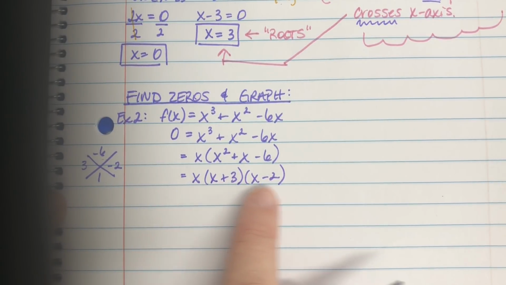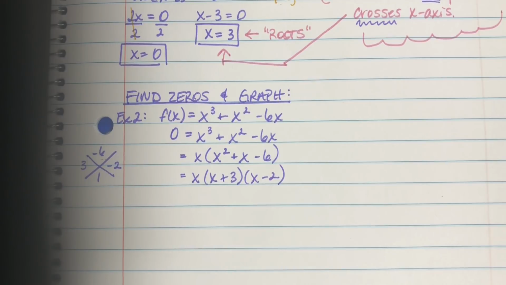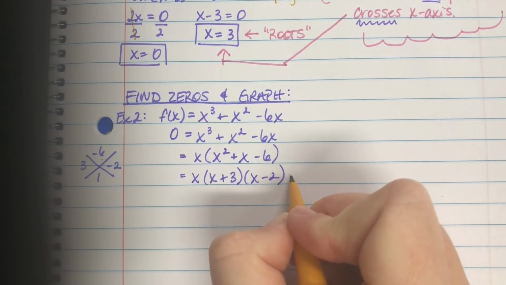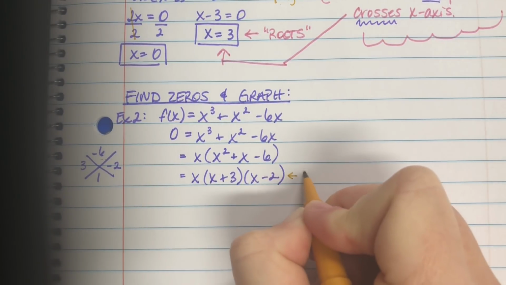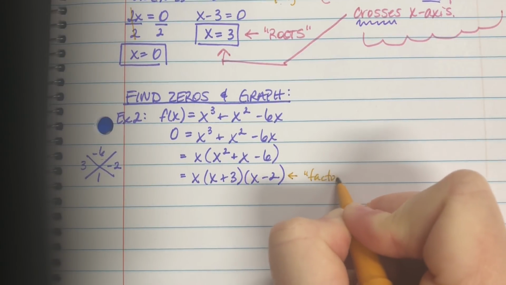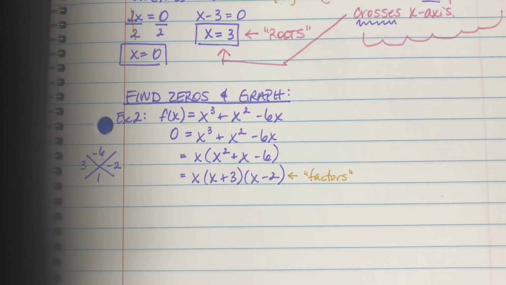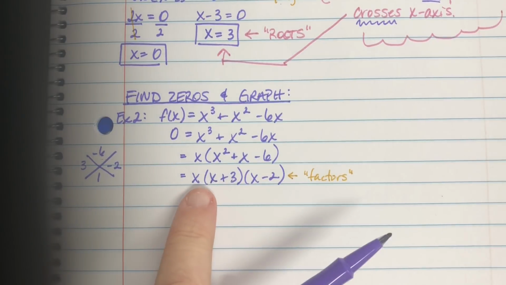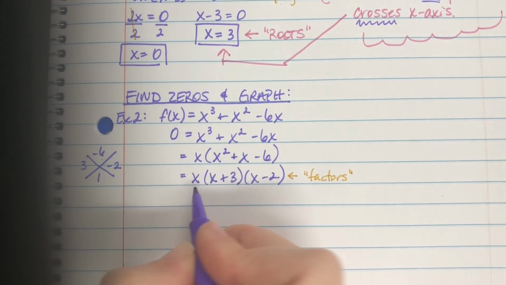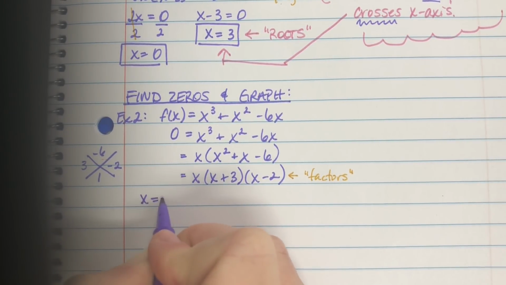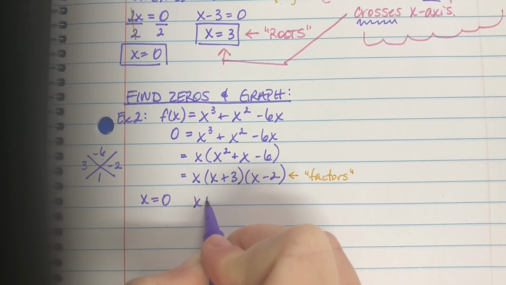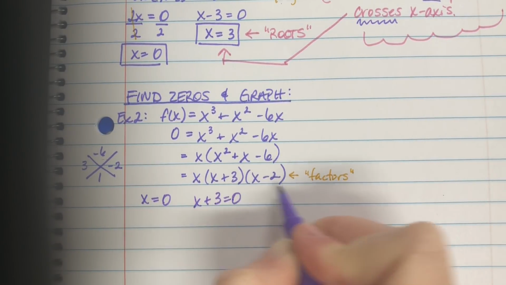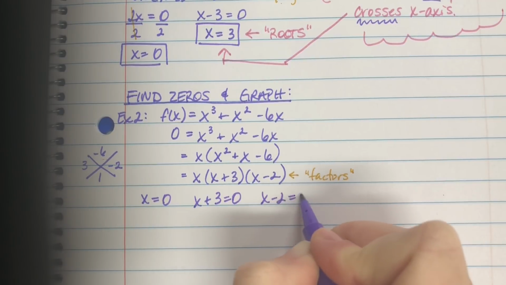Each of these terms, these are our factors. Actually, I want you guys to write that down. When you have the parentheses out to the side, these are known as factors. And we're solving. So we're going to take each of our factors and set them equal to 0. X equals 0, x plus 3 equals 0, and x minus 2 equals 0.